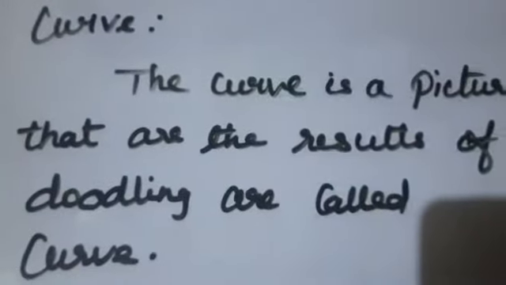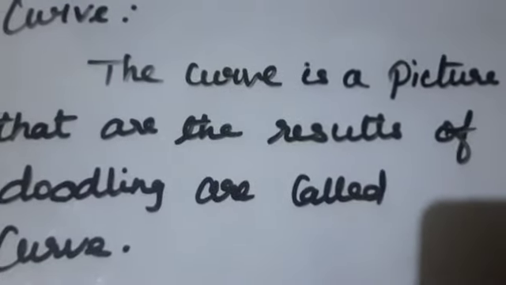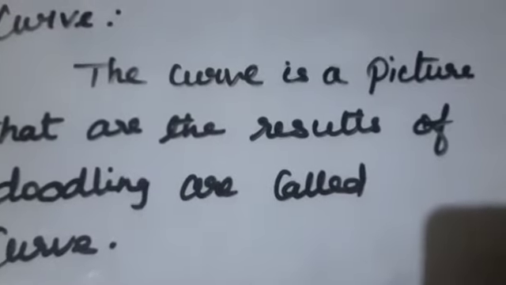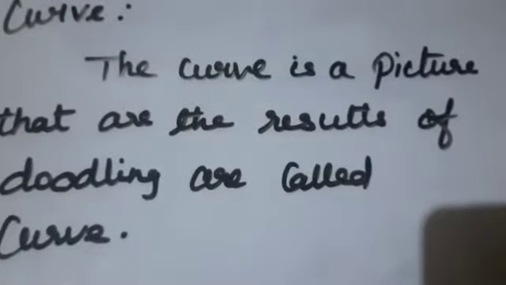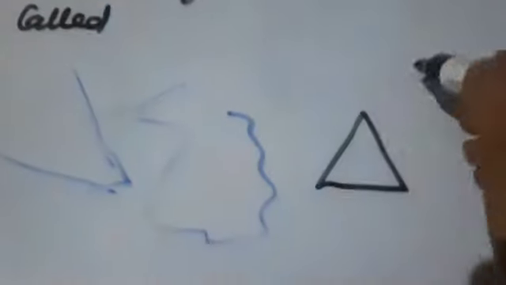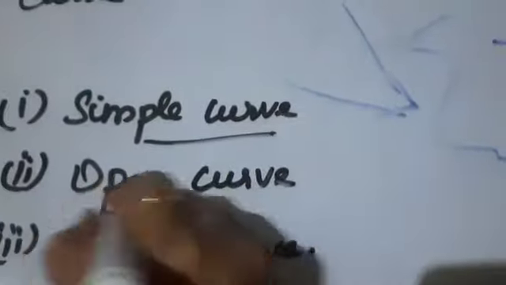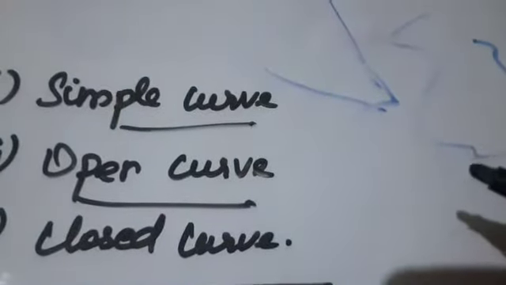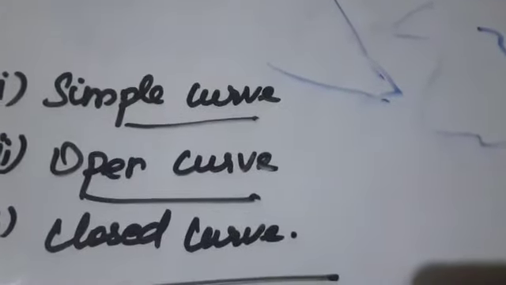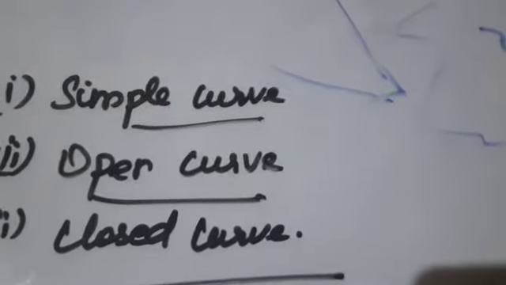Curve. You have already got to know what is meant by a curve in the online session. So what is exactly a curve? A curve is a result of doodling. Doodling means scribbling. This scribbling is also called a curve. In general, a curve is not straight, but in mathematics, the straight line is considered to be a curve. This curve is of three types: simple curve, open curve and closed curve. Now let's get to know about a simple curve, open curve and closed curve with a few more examples.